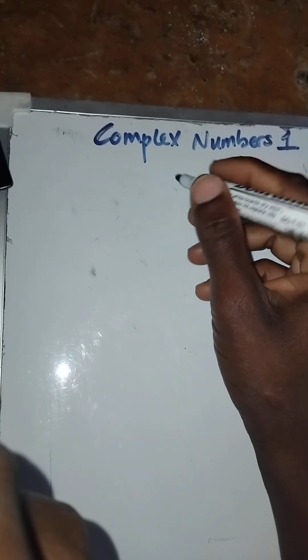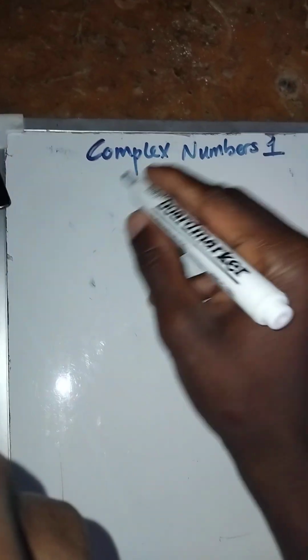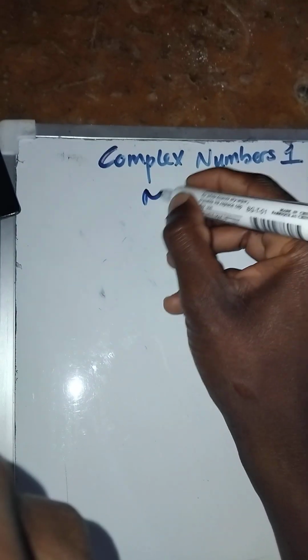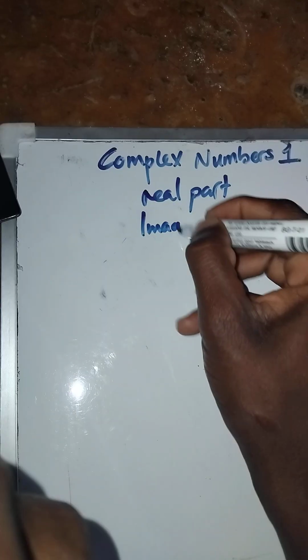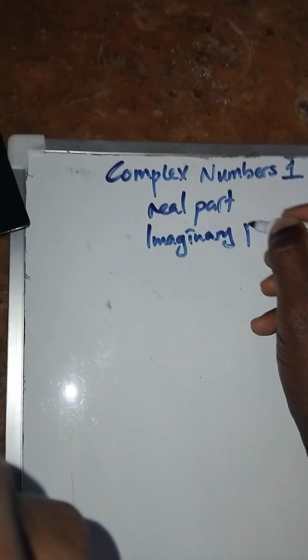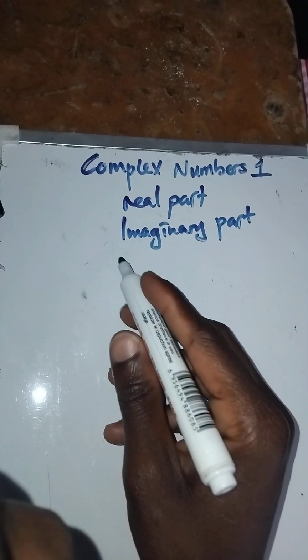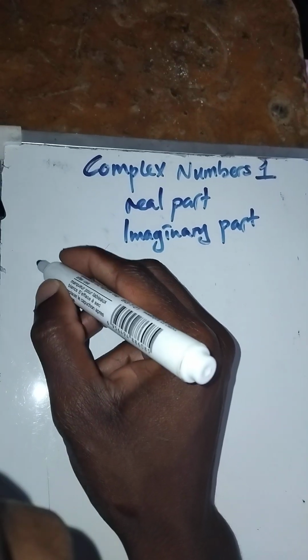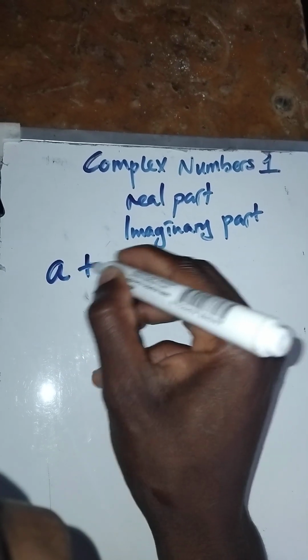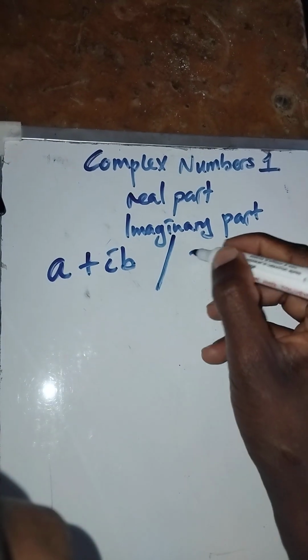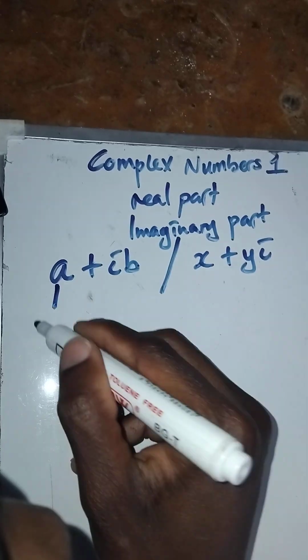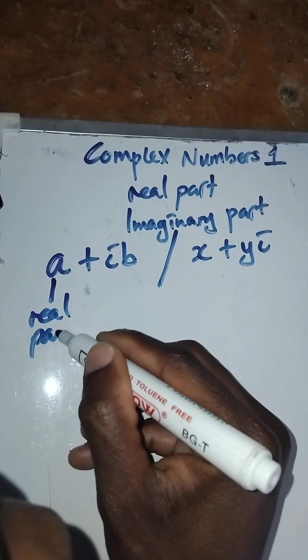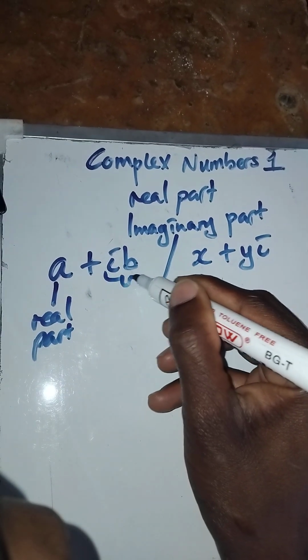So, introduction to complex numbers. We are dealing with the real part and the imaginary part. A complex number is represented by a plus ib or x plus yi. So this is the real part, this is the imaginary part.